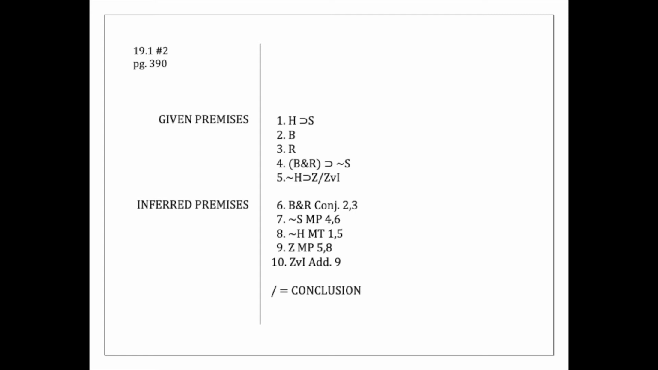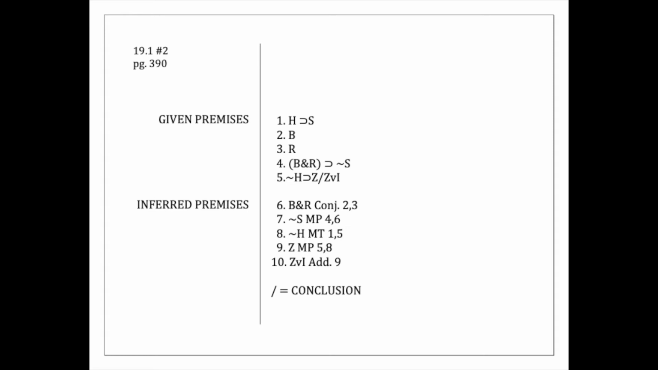Okay, so the first thing you want to do is look at the given information, and based on the 4 rules from chapter 18 and the 4 rules that we just went over, ask yourself, what can we put together? What can we infer validly? The first thing I saw was a conjunction. You can infer the conjunction B and R based on premise 2 and premise 3 of the given information. Premise 2 is B, and premise 3 is R. So we can correctly infer the conjunction B and R.